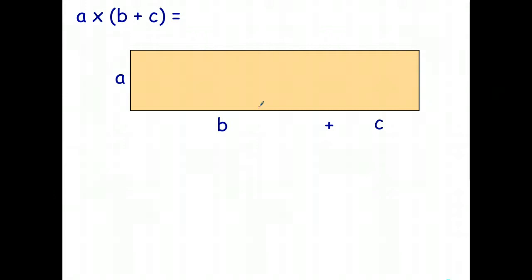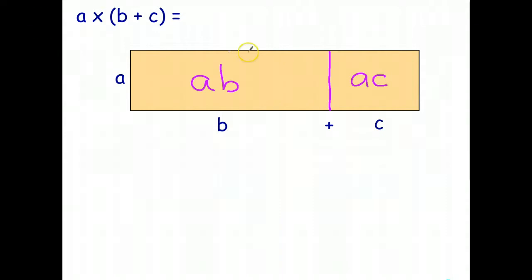Now, an alternative way of finding the area is to split it into two rectangles. So this one has a width of A and a length of B, so its area is AB. This rectangle has a width of A and a length of C, so its area is AC.